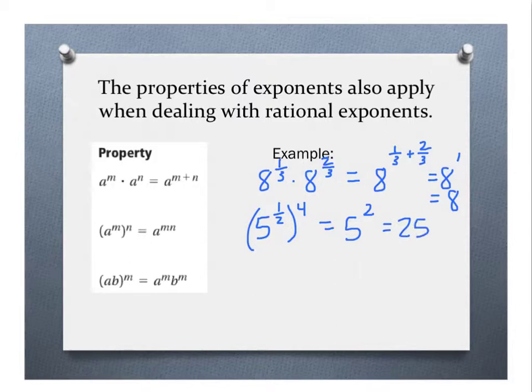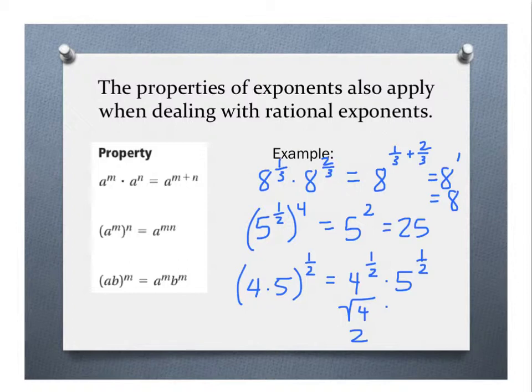Okay, the power of a product. If I have 4 times 5 and I'm raising that to the 1/2 power, that is like saying 4 to the 1/2 times 5 to the 1/2. Or the square root of 4 and the square root of 5. Now I can take the square root of 4, that's 2, but I can't take the square root of 5, so that's 2 root 5, or 2 times 5 to the 1/2 power. So those laws of exponents still apply, but we still have 3 more. Let's look at those.